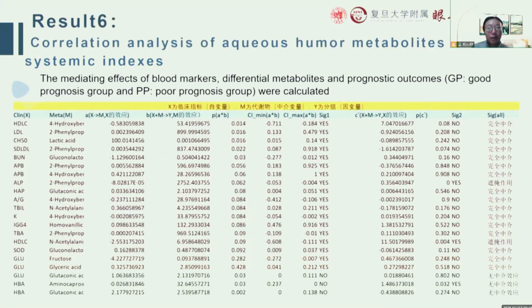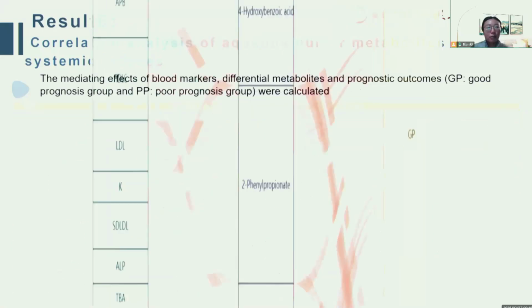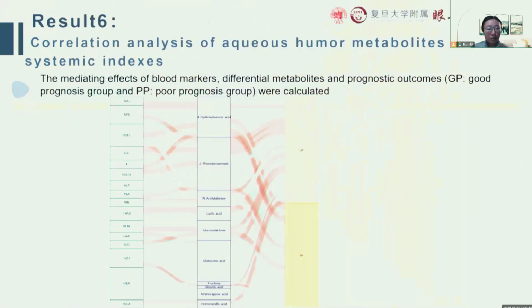Finally, we conducted correlation analysis of aqueous humor metabolites and systemic indicators. The mediating effects of blood markers, differential metabolites, and prognostic outcomes were calculated. And we did find that some of the blood indicators are really relevant to prognostic outcomes.